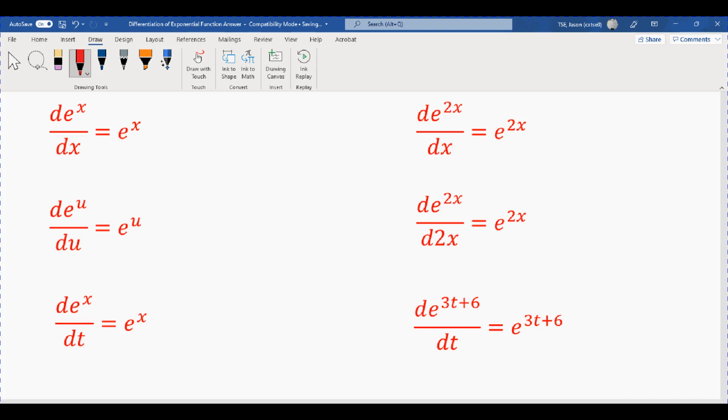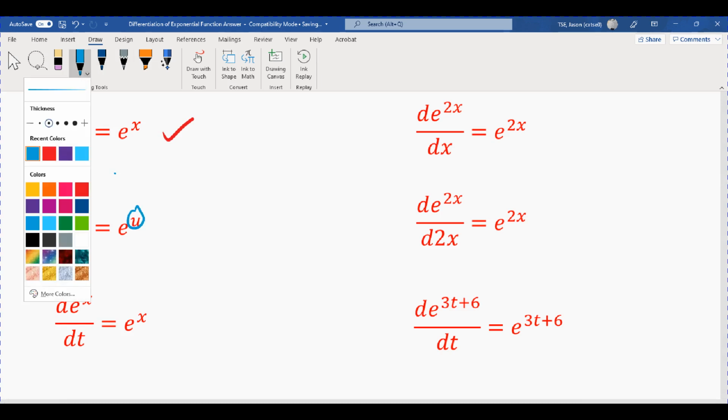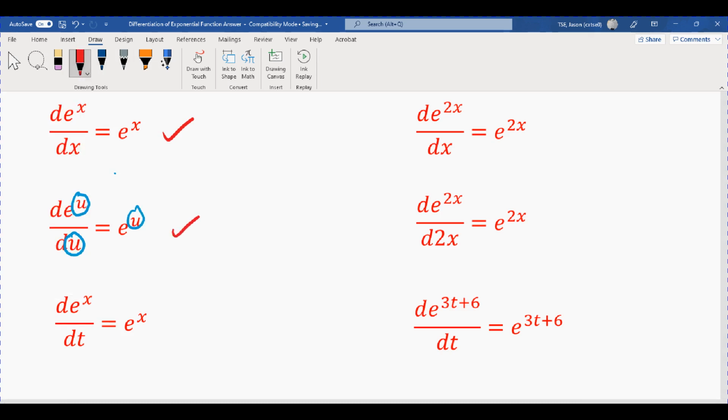How about the first one? d(e^x)/dx is e^x. Is that correct? Yes, that's typically the rule. Let's go to the second one. d(e^u)/du equals e^u. Are they the same? Let me check. It's u, u, u. Perfect, it's okay. So how about this one?